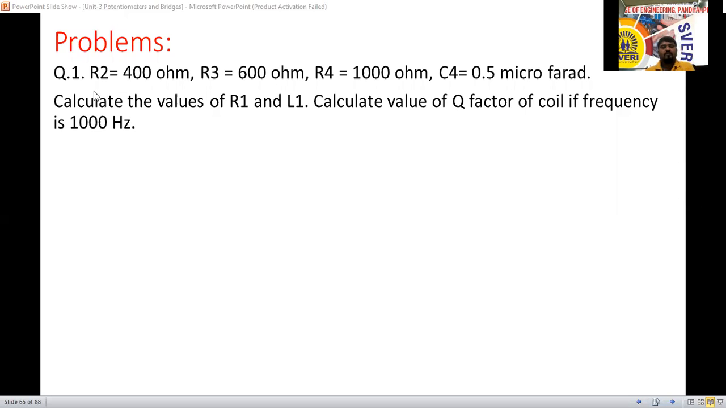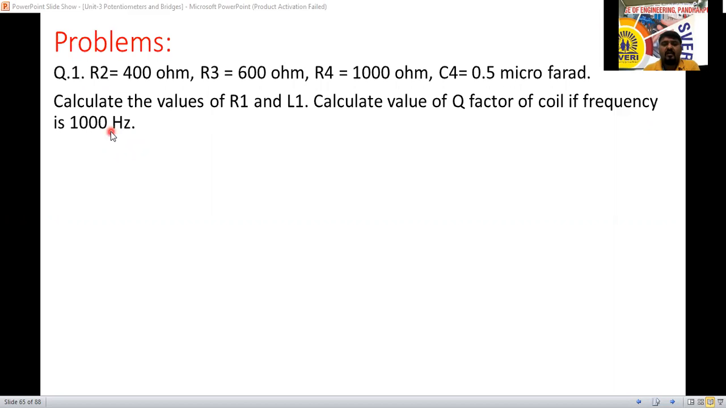Question: R2 equal to 400 ohm, R3 equal to 600 ohm, R4 equal to 1000 ohm, C4 equal to 0.5 microfarad. Calculate the values of R1 and L1, and calculate the quality factor of the coil if the frequency is 1000 Hz. They have given the R2, R3, R4 and C4 values. You have to calculate R1, L1 and the quality factor.